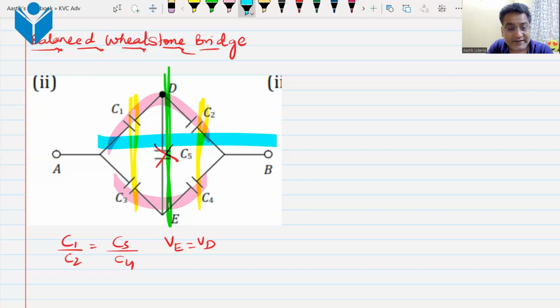The same thing can be said for equivalent resistance. If you have resistances connected in that fashion, if R1 by R2 becomes equal to R3 by R4, it becomes a balanced Wheatstone bridge, and you can solve the question in that way. Do we understand this? Yes, sir. Everyone understands this?